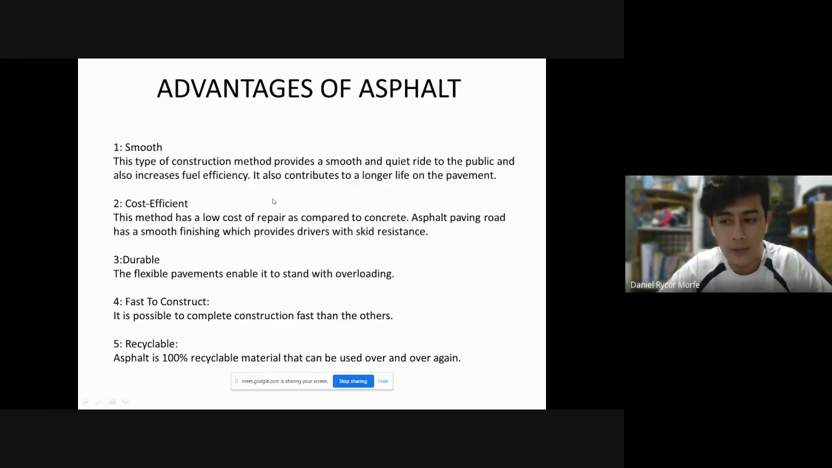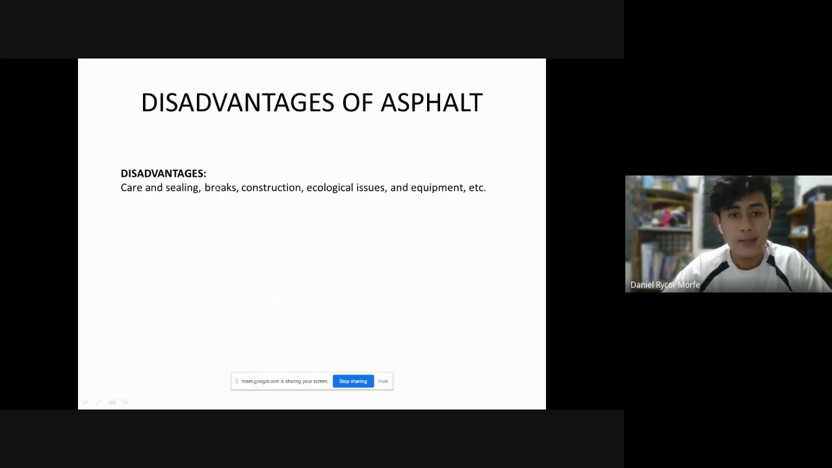So these are the advantages of asphalt. First, it is smooth. Makita nimo after na smooth kayo ang asphalt. Next is cost efficient. It has low cost of repairs compared to concrete. Next is it is durable, because it is flexible and it enables it to stand overloading. It's also fast to construct because after ready ang dalan, mapatag ra siya, then mas faster siya mo cure, and recyclable. It is 100% recyclable as what you can see in its manufacturing process in step 1. While its disadvantages, its care and sealing, noise and brakes, construction, ecological issues and equipment, etc.